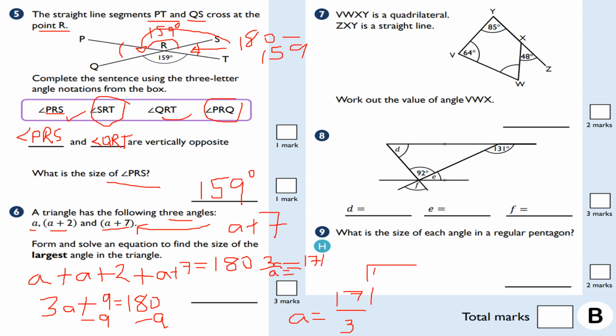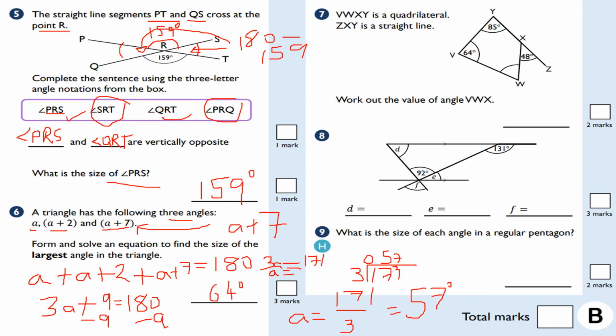So working this out here to the side using bus stop. Okay, 3's into 1 I can't do. 3's in 17 go 5 times with 2 left over. And 3's in 21 go 7 times. So A is equal to 57 degrees, which means the size of the largest one will be 57 plus 7, which is going to be 64. So your final answer is 64 degrees for the largest angle. Because once I know what A is, I'm going to sub that into the expression A plus 7. So 57 plus 7 is 64.